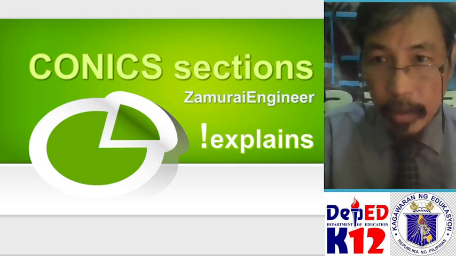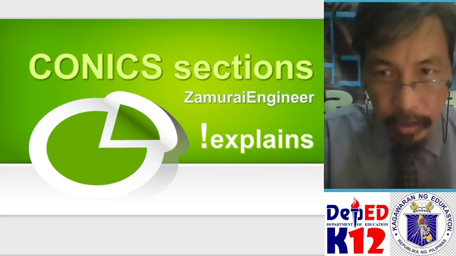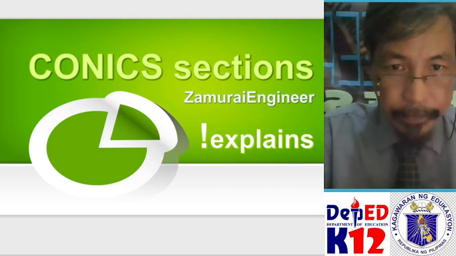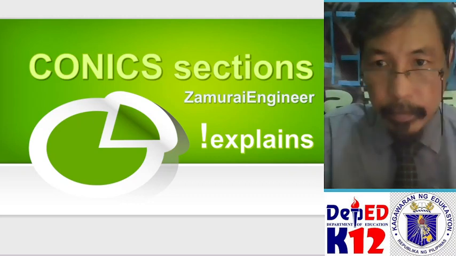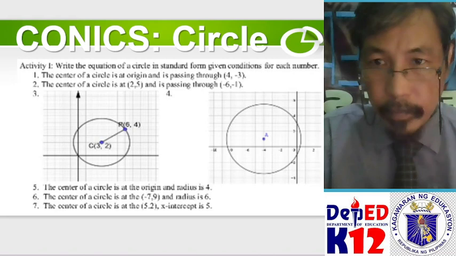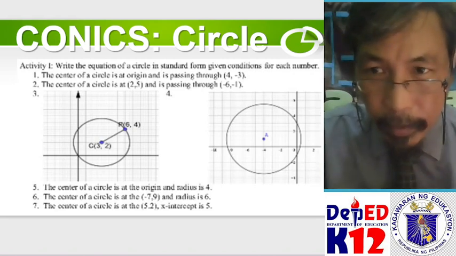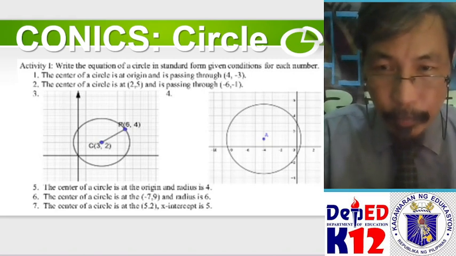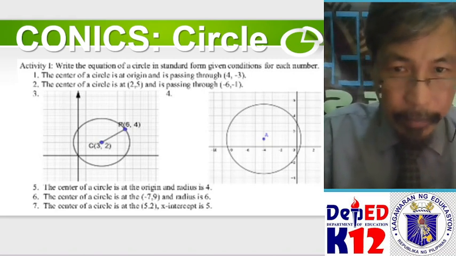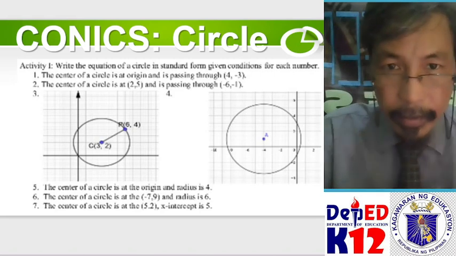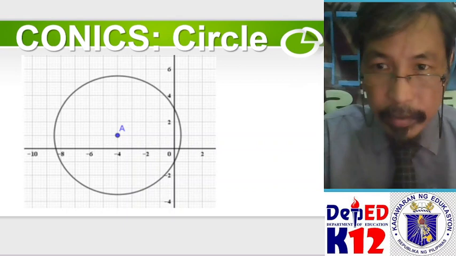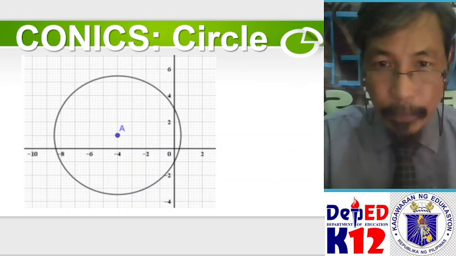In this video, we'll solve problem number 4 under conic section circle. Okay, let us go to the problem. We are given problem number 4 as a graph. Look at the graph, we cannot see it well, so let us make a bigger picture presentation out of it. So this is the graph for problem number 4.